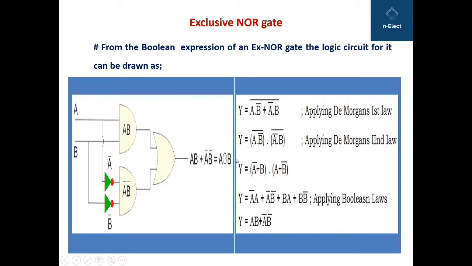Now we will see the expression which we have already seen, Y equals A dot B bar plus A bar dot B, whole bar, as a logic expression for the XNOR gate, and check whether it is equivalent to this logic expression. So we will apply De Morgan's first law to this expression. De Morgan's first law is (A plus B) whole bar equals A bar into B bar.